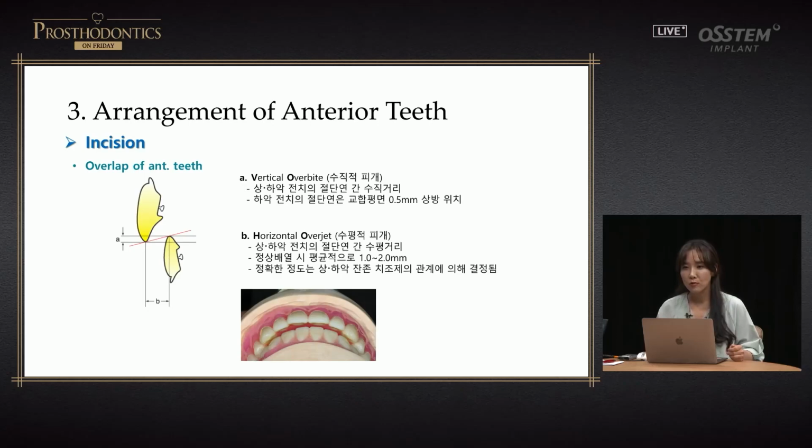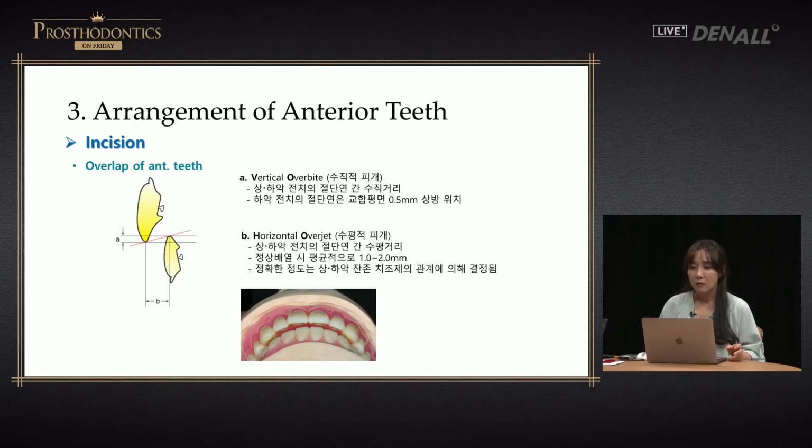We know a complete denture requires balanced occlusion, and I'm going to go over this when I talk about occlusion in the posterior region. Here, the incisal guidance plays a very important role. We will look at the incisal guidance when we arrange anterior teeth. Incisal guidance is very important for aesthetics, speech, and the stability of dentures. I have prepared this slide for you to study. For a complete denture, it is very important. The vertical overbite between the upper and lower anterior teeth should be 0.5 millimeters, with a horizontal overjet of 1 to 2 millimeters.